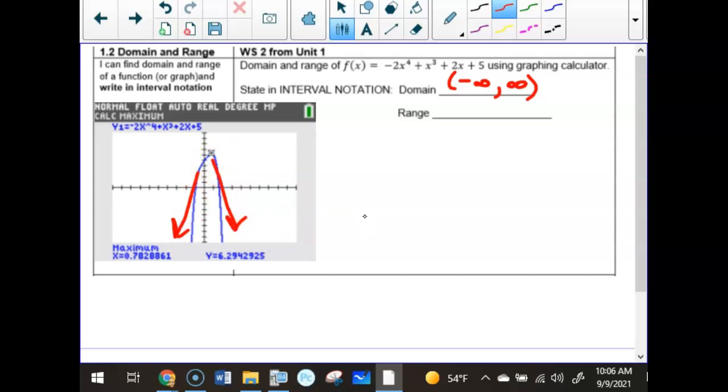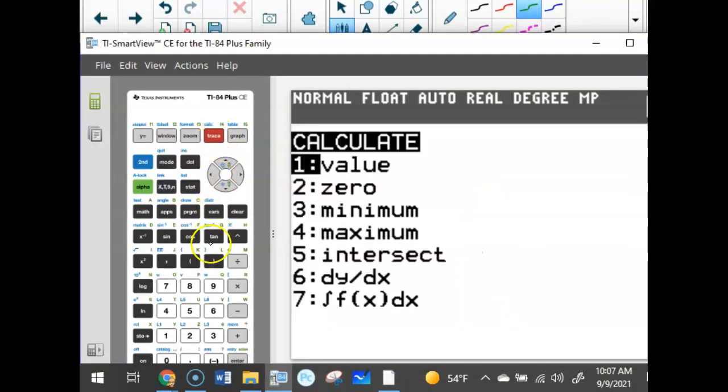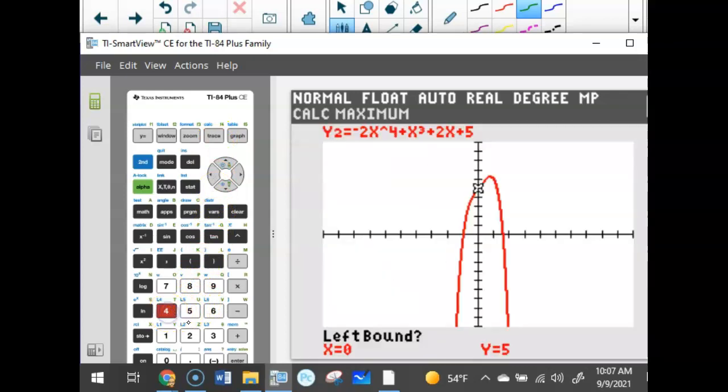But the range is not that. Bottom to top. Bottom, it's forever, right? Which we write what? Negative infinity. But what do we need to find for that top? We need to find that max. And what do we want from the max? Range is a y value. So we need to find the max. Second trace max. And it's somewhere between, I don't know, 0 and 2.